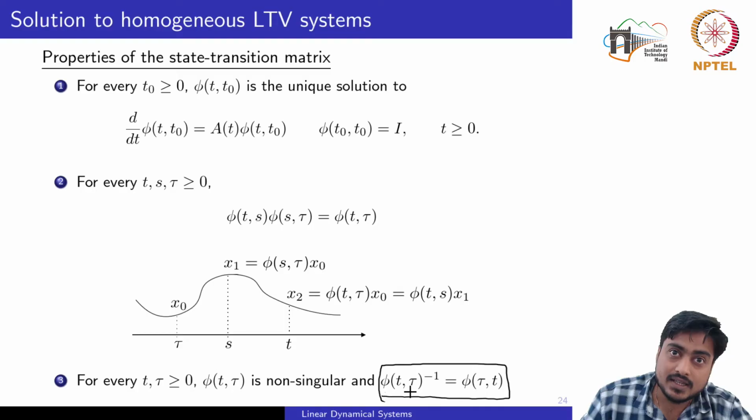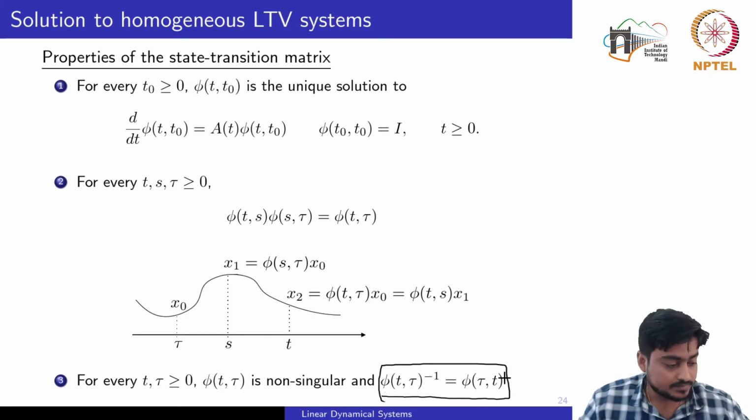Now if I take the inverse of this state transition matrix, it gives me phi(tau, t), meaning to say that I am now taking the response at t = tau given the initial condition at time t. Okay, you can change the order. We would see the relevance of this property when we discuss the discrete time solution of the time varying case.